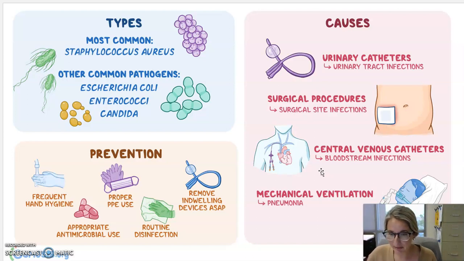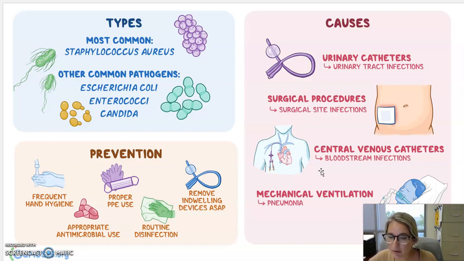So there definitely are some key things that can be done to prevent HAIs from happening. Frequent hand washing, especially if you're on the healthcare provider end, and then obviously proper glove use and proper use of face masks. Removing those indwelling devices as soon as possible. The longer those devices are within the body, the more likely we are to inoculate pathogens into those regions like the blood or the urinary tract.